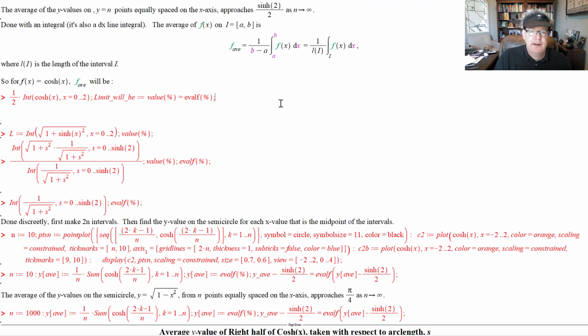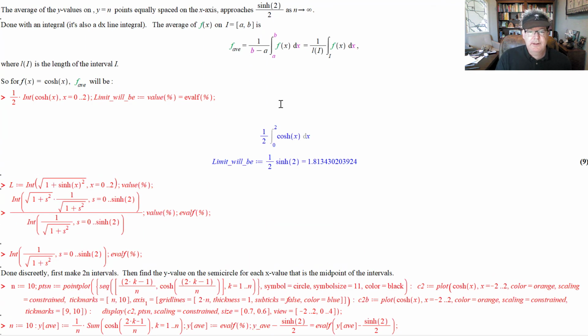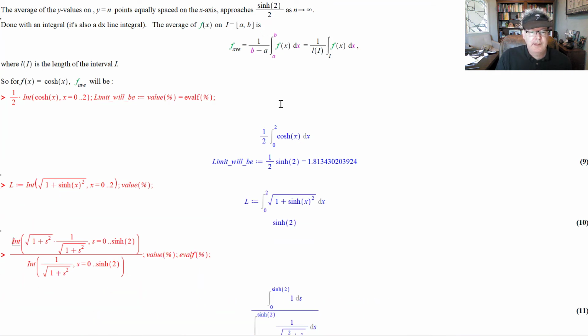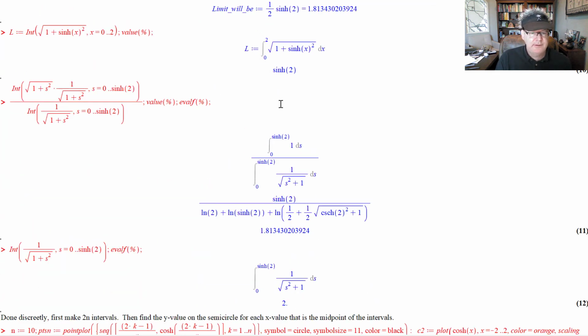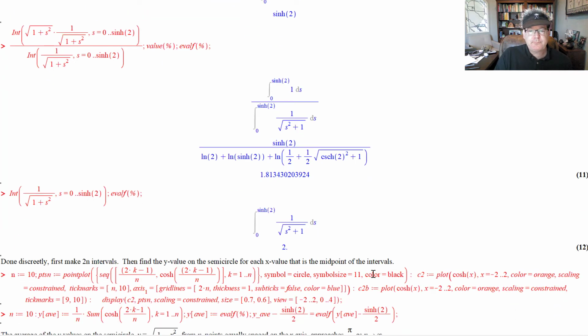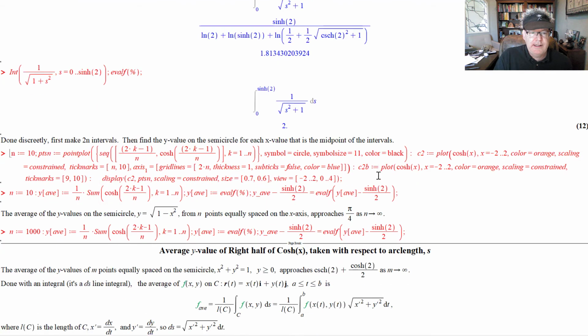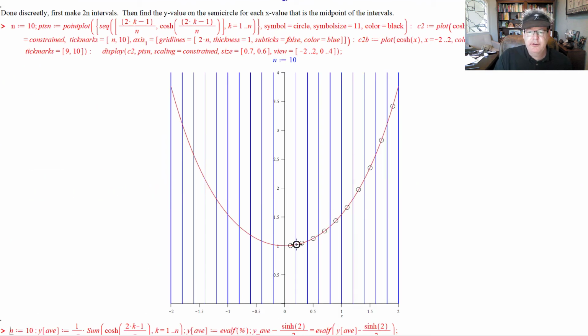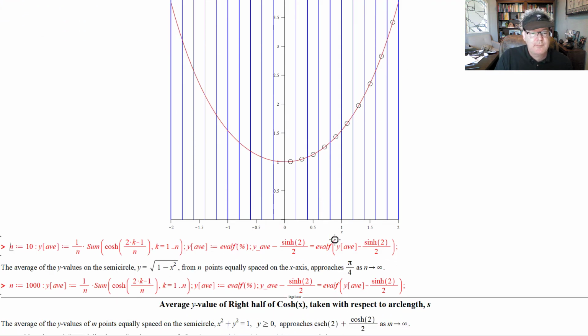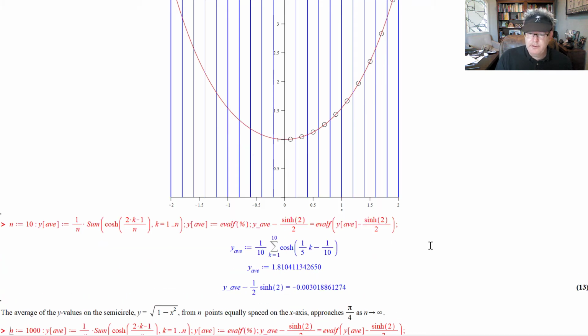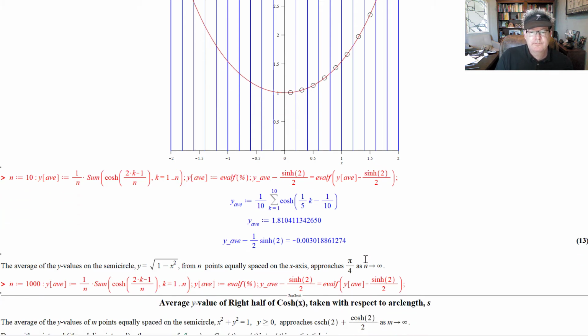Similarly with the hyperbolic cosine curve, just look quickly here at what the plot looks like. You'll maybe trust these averages. So for the arc length, I'm just going to do the right half of the hyperbolic cosine curve. Points equally spaced along the x-axis look like that. You can see they look farther apart as it gets steeper. And what it's converging to is sinh of 2 over 2. It's already really close, just with 10 points.